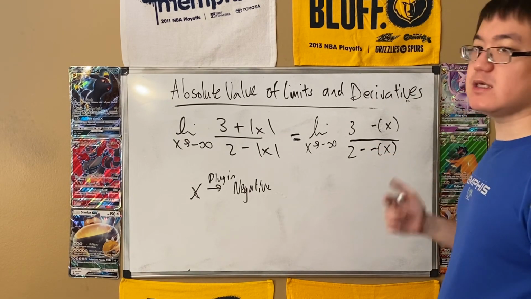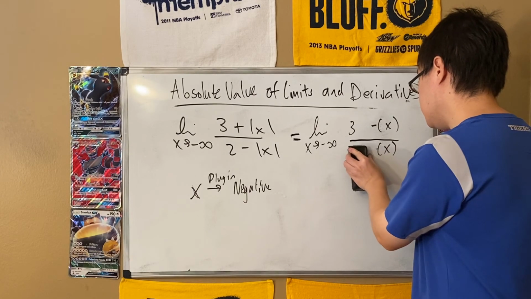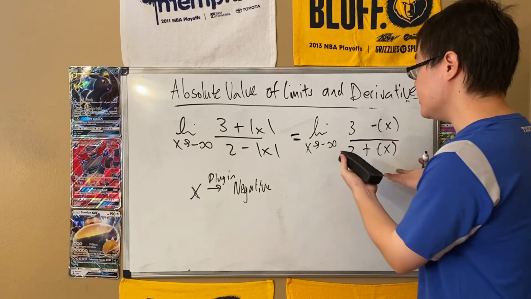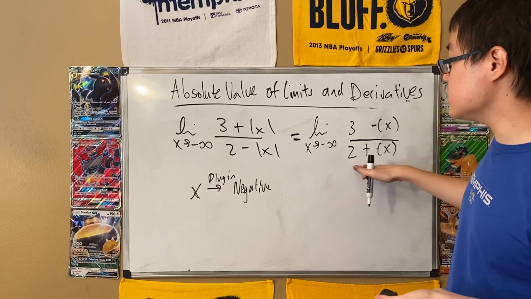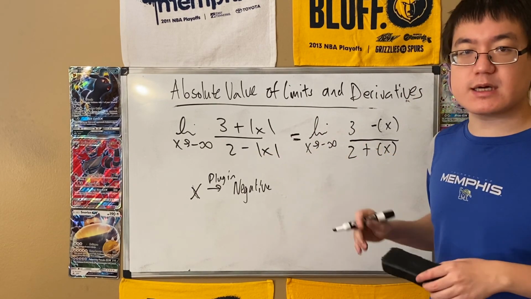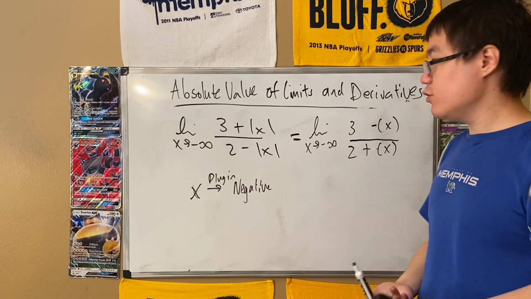Obviously, negative negative is equal to a plus. So let's change this to a nice little plus here. And notice that this is so much lovelier than this because the absolute value bars are not in this guy, but they are in this guy. So now all we have to do is evaluate this limit. There's definitely various ways to do this.